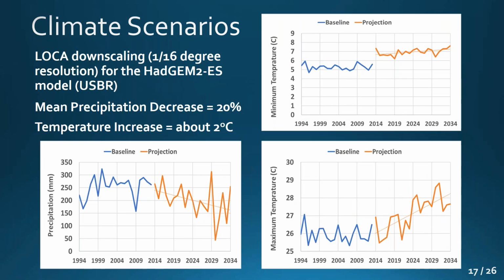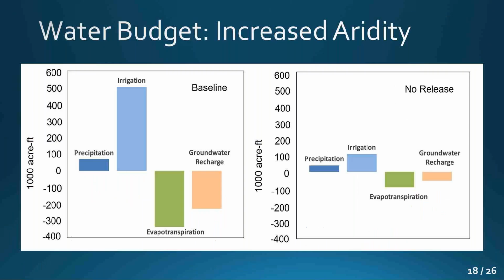Some summary data about what this HAJM climate scenario looks like. Basically, it shows an increasing trend in minimum temperature and maximum temperature, and it shows a declining trend in precipitation. So mean precipitation, the decrease is projected to be about 20% into the future.